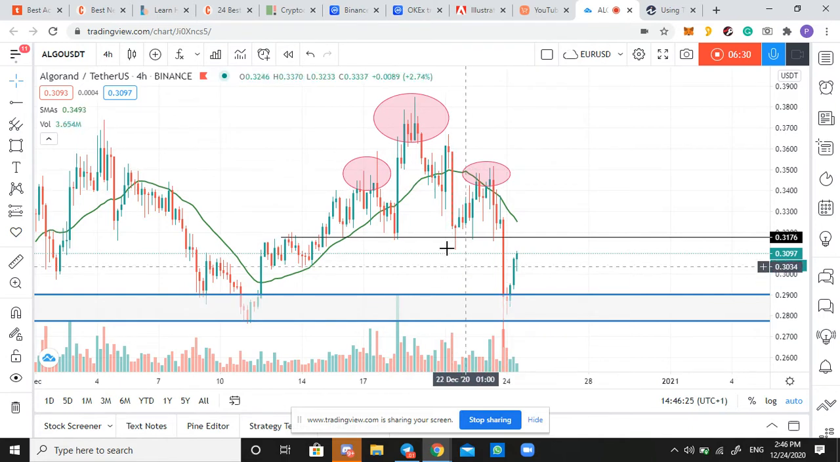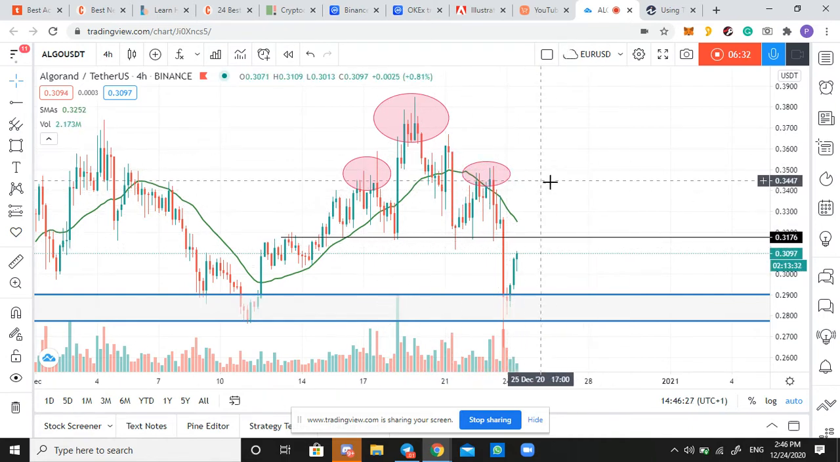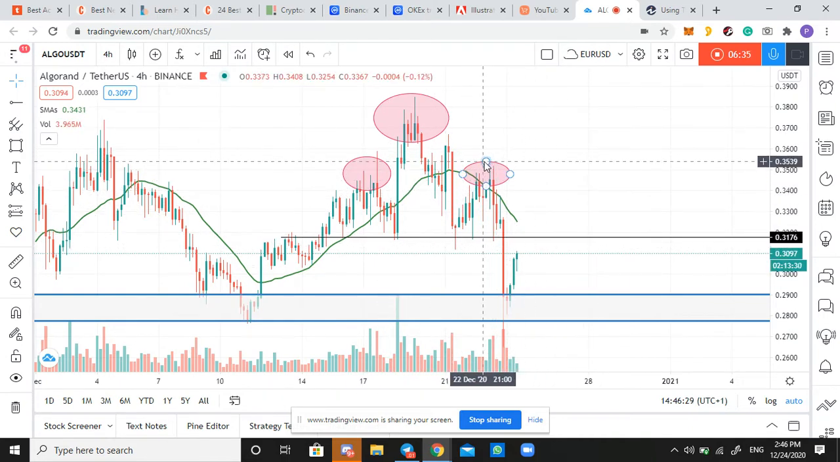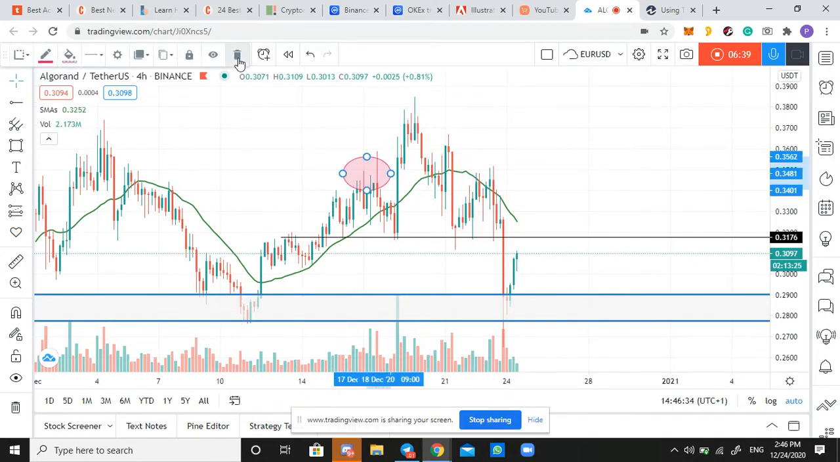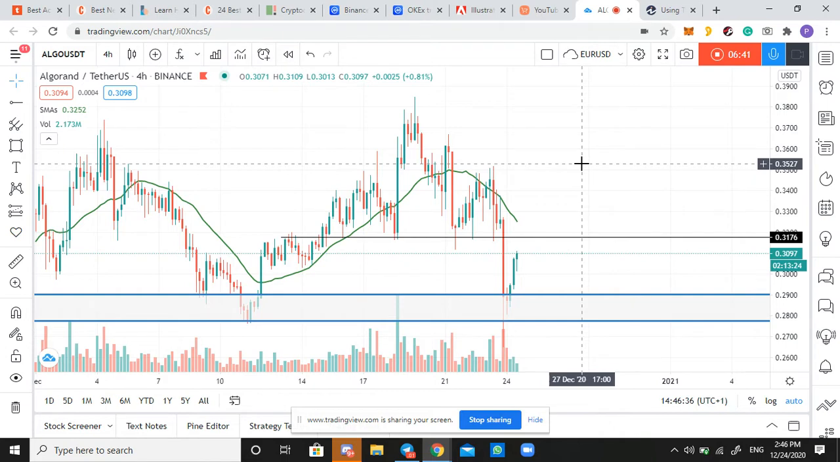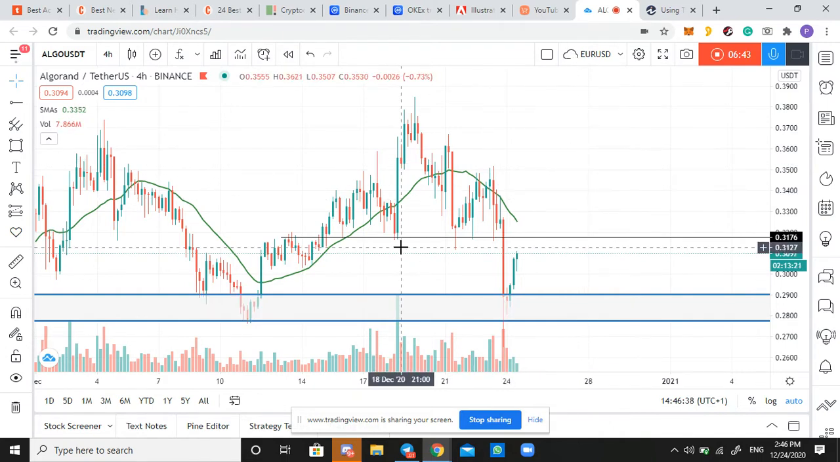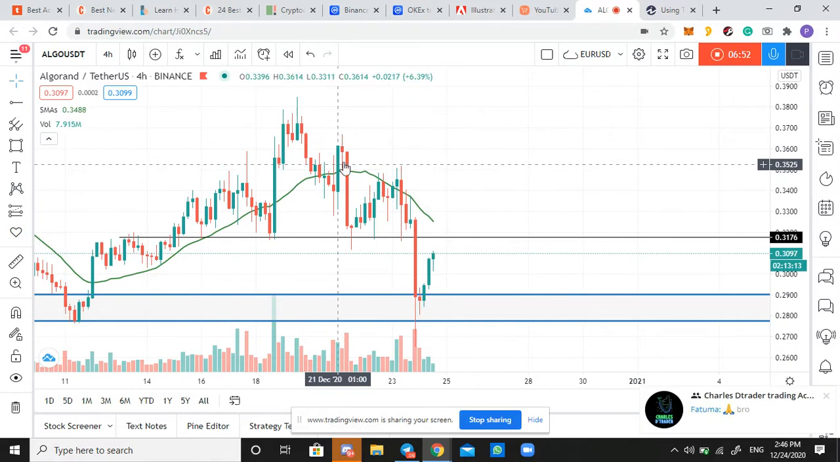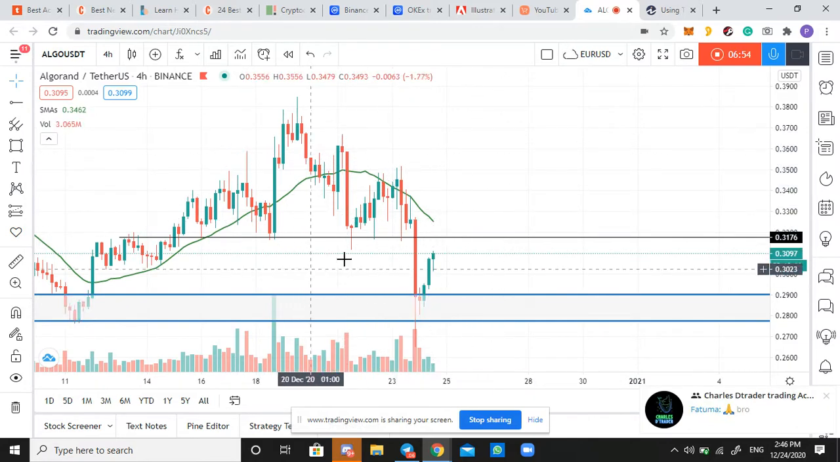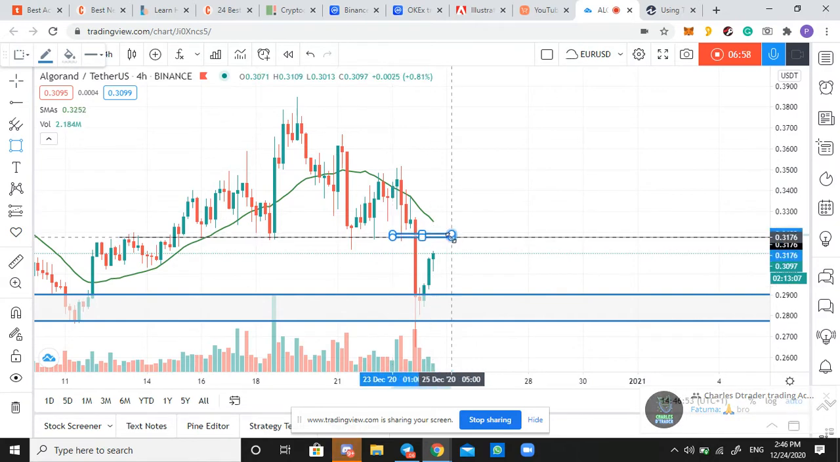Okay, so here, let me move this again. Okay, so when I saw the head and shoulders, I was like, okay, this confirms what I saw on the daily time frame. So all I had to do was wait for price to get back here. I waited for price to get back here.